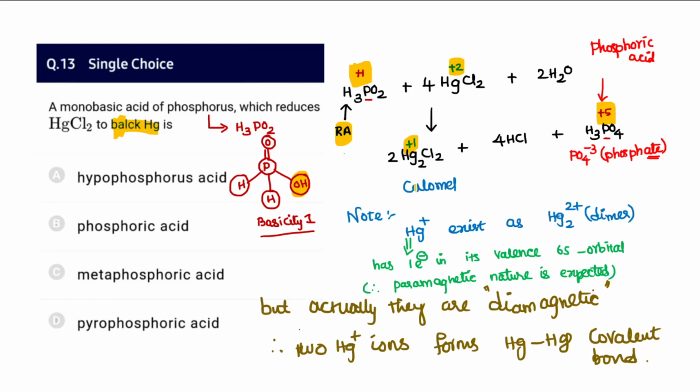And Hg plus, which is also called calomel or mercurous ion, always exists in solution in a dimer form. The reason is that Hg plus is observed to be diamagnetic in nature, but if it were not dimerized, it would be paramagnetic. So in order to explain the diamagnetic nature, mercury was assumed to exist as a dimer, Hg2 2 plus. So the option that matches exactly here is A, hypophosphorus acid.